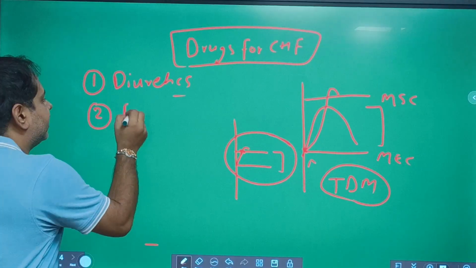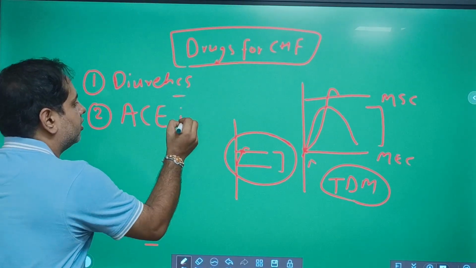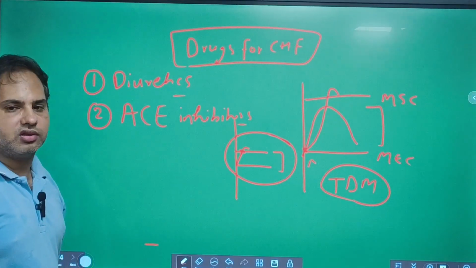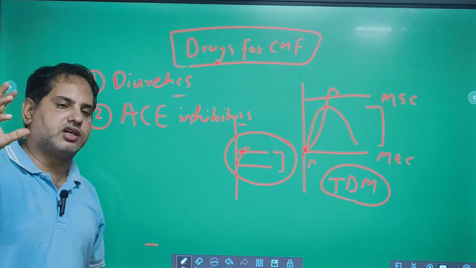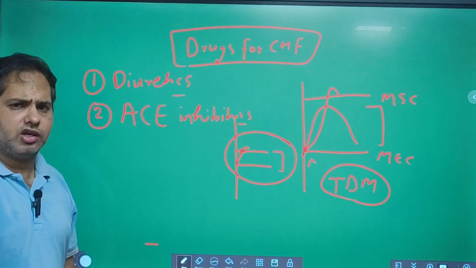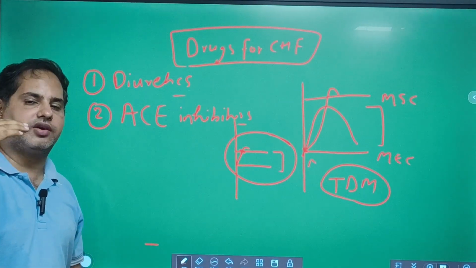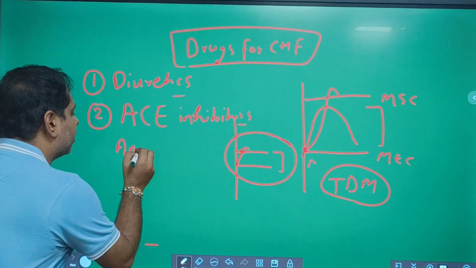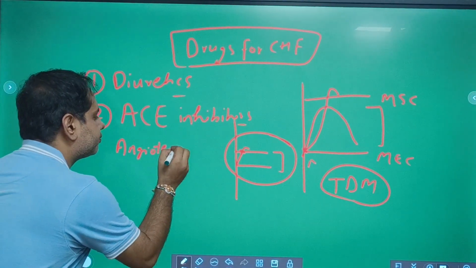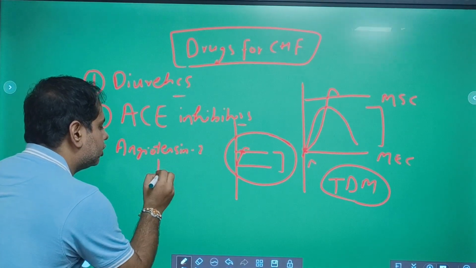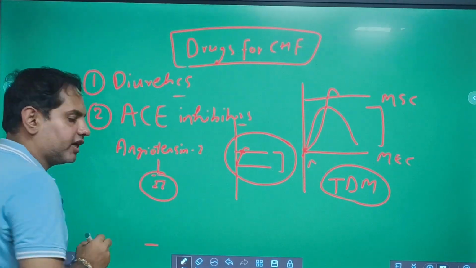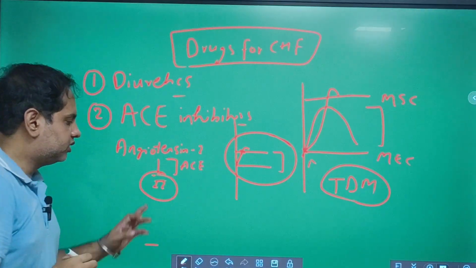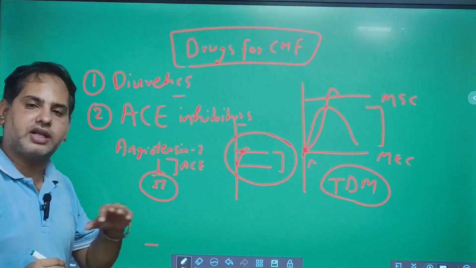Another ones are ACE inhibitors, angiotensin converting enzyme inhibitors. So if you see the RAS mechanisms, you will find that angiotensin converting enzymes are converting angiotensin 1 into angiotensin 2. These are the enzymes which are converting angiotensin 1 into angiotensin 2. And this angiotensin 2, which is formed with the help of this enzyme ACE, is a stimulator of the sympathetic system.